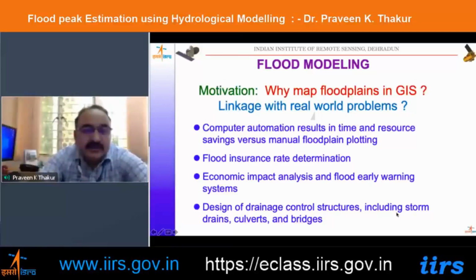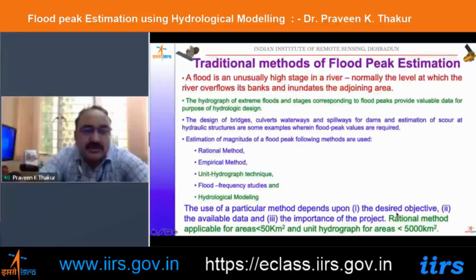So traditional methods of flood peak estimation are listed here, and the textbook definition of flood is also given: a high stage in the river which will overflow its bank and inundate the surrounding area. So hydrographs of these extreme floods and stages corresponding to flood peak provide very important data for hydrologic design. All these bridges, culverts: today also there is news in the media that a flash flood has occurred in Lahaul Spiti district of Himachal, and bridges have been washed away.